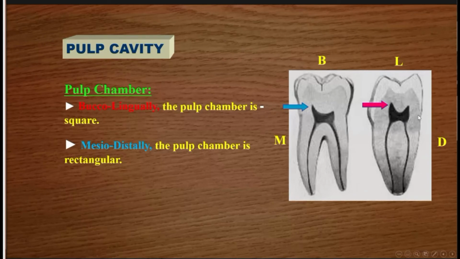There is a pulp horn beneath each cusp. After the cusp, there is a pulp horn after every cusp. This is one cusp, two cusps, three cusps, four cusps. All the cusps are present, and the pulp horn is present under each cusp.